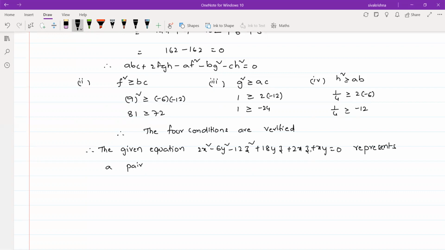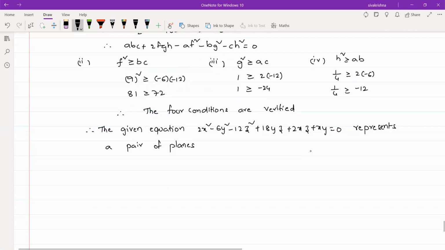So what does it mean? This equation is a combination of two planes. Those two planes were mixed in this equation. In this way we have to say whether a given equation represents a pair of planes or not. We have to verify all the four conditions. After that, in the given problem we also have to find the angle between the pair of planes.